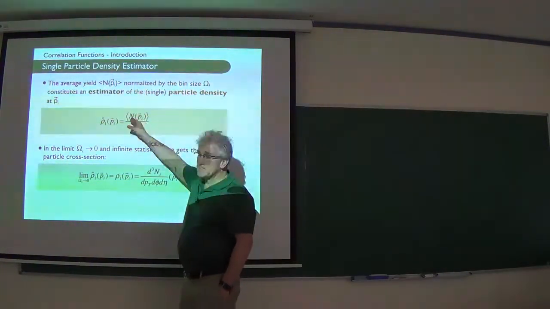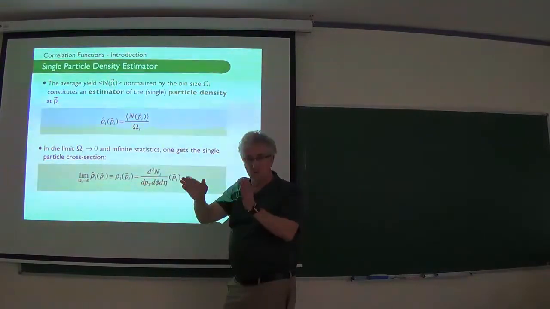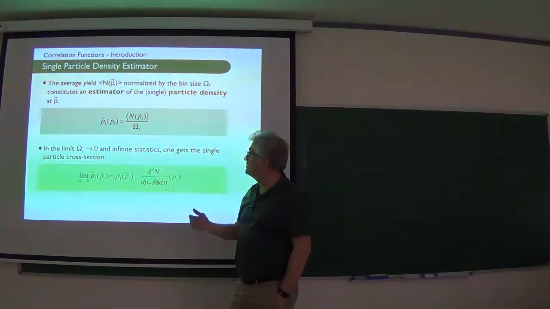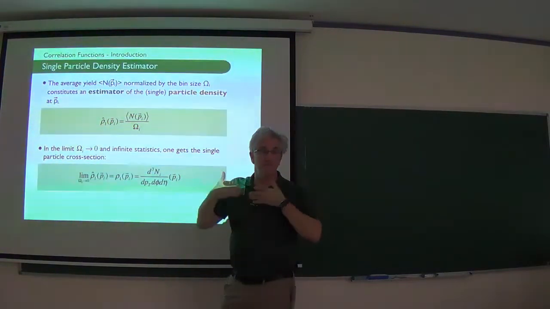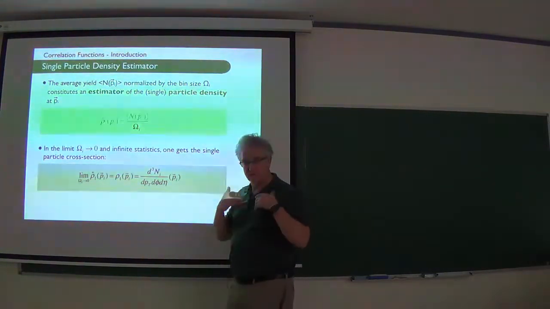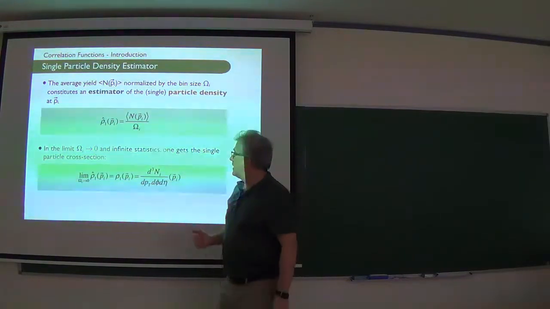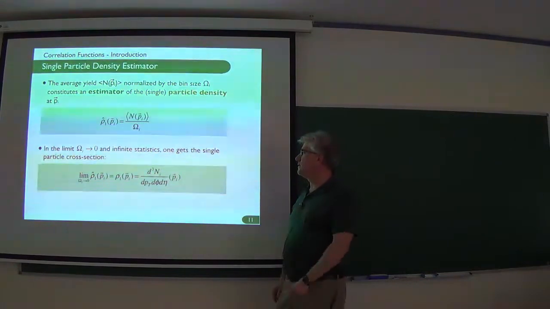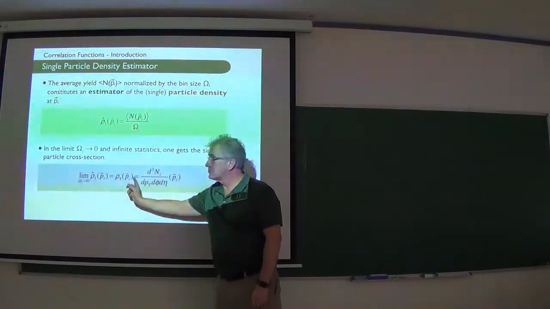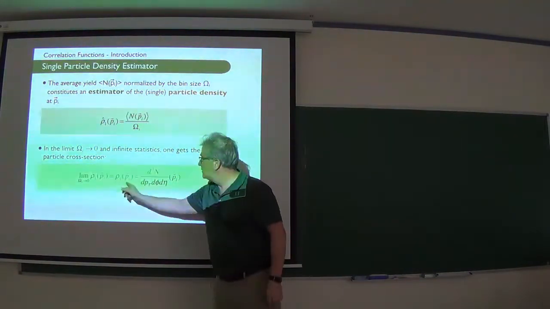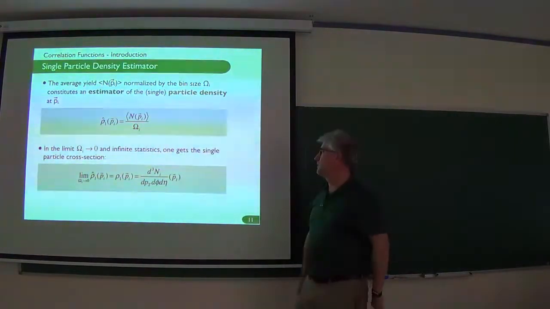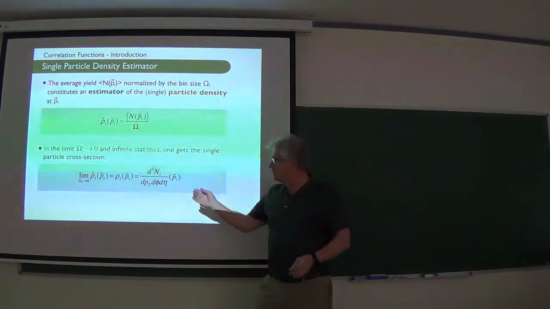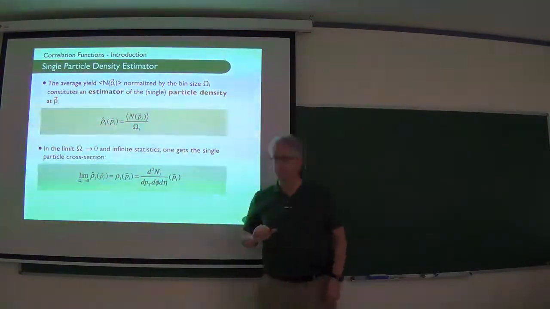So this is an estimator because I'm doing this over a finite size bin for a finite number of events. In the limit where I go to an infinite number of events, I would have perfect statistics. And in the limit of this solid angle being 0, then I would get the true density produced by nature. All right, so this would then correspond to the density of single particle at a given momentum.